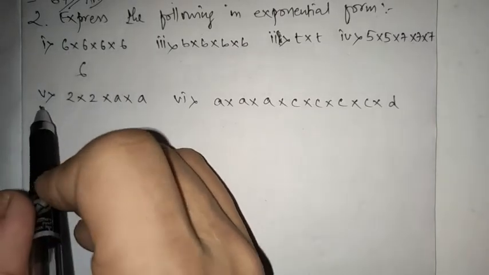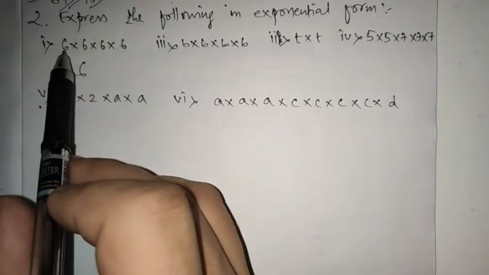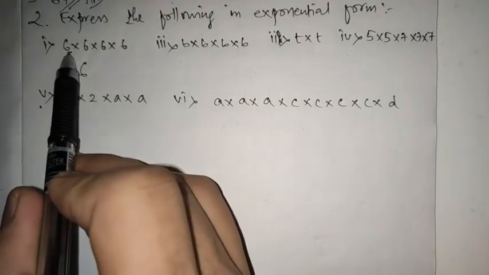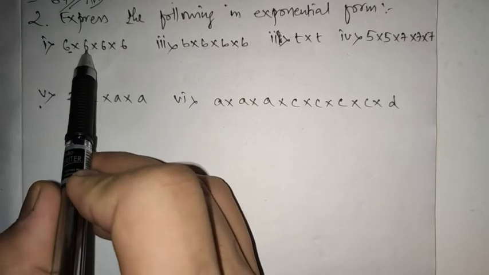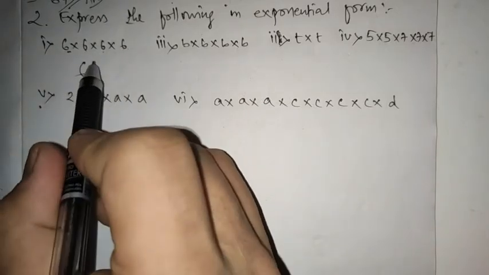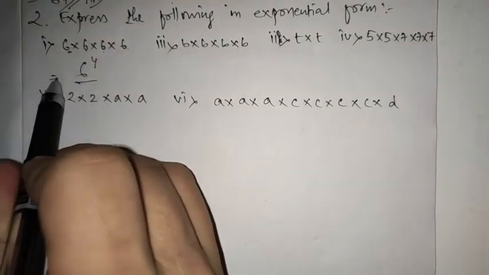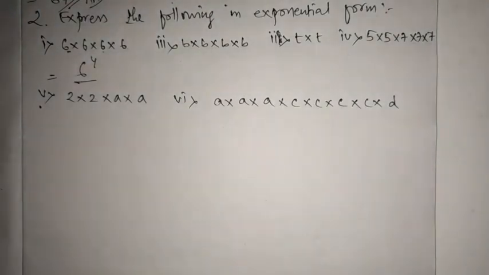Yes, you can consider 6, and now you will say how many 6 are repeated. Count it, starting from 1, count with me, 1 2 3 4. So it is 6 to the power 4. Simple. This is the exponential form of 6 into 6 into 6 into 6. 4 sixes, so 6 to the power 4.